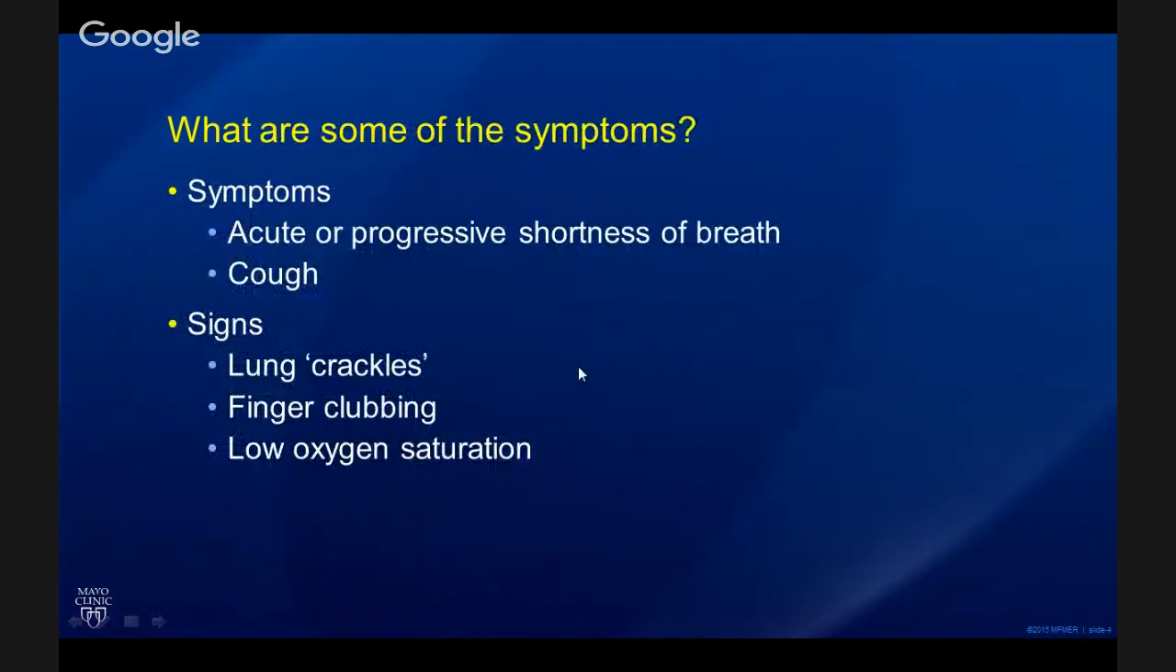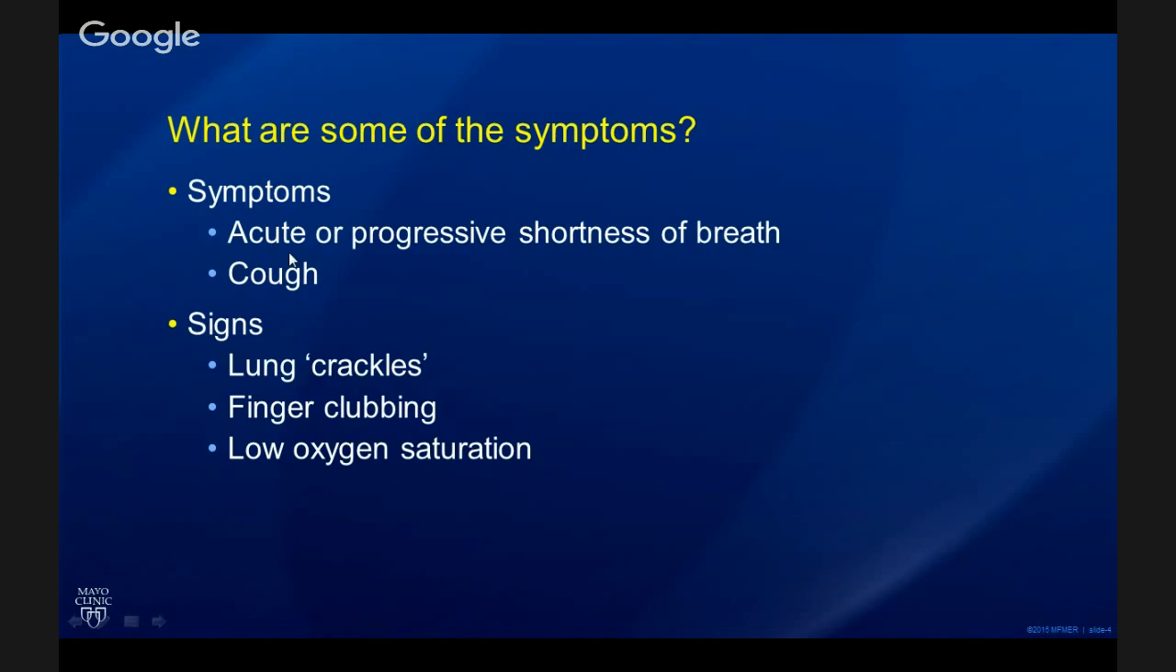So what are some of the symptoms? I would highlight specifically that the symptoms often are not specific. Oftentimes we do have shortness of breath that may come on suddenly, but more than often it's progressive over time. People do have a cough. Oftentimes that's dry, not very productive of sputum. It is a hallmark of this disease, but not necessarily specific for it.